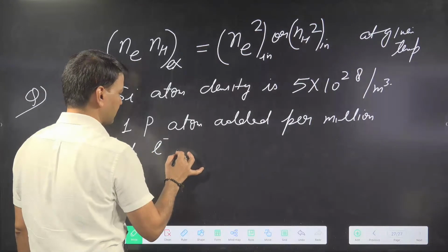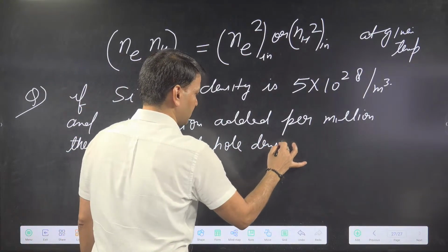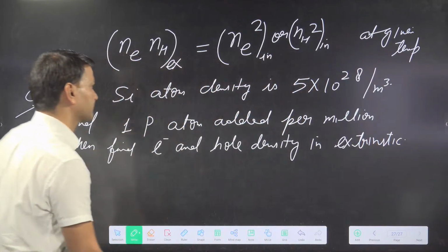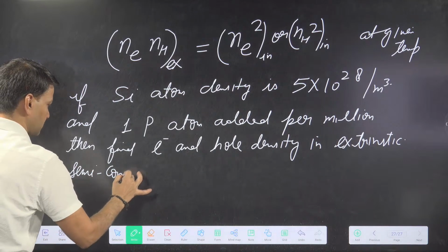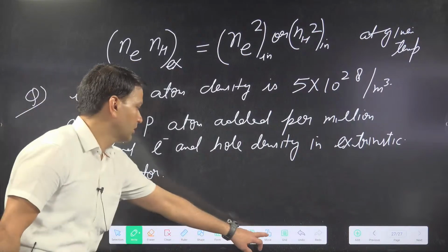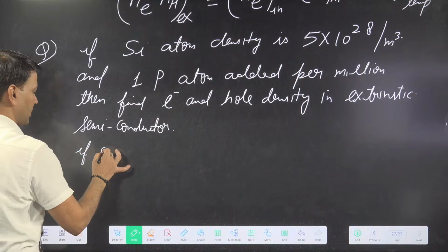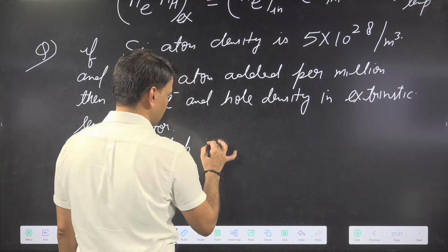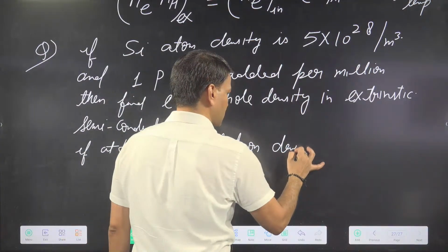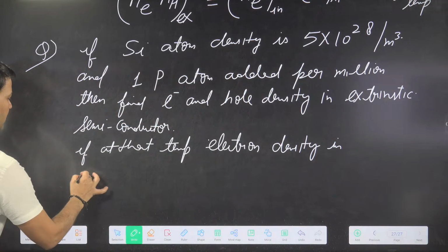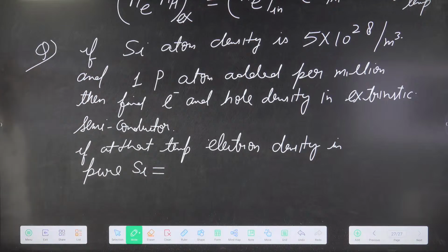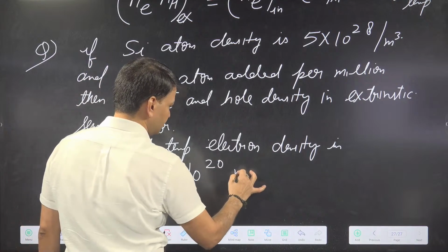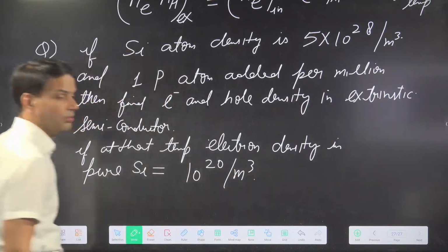Find the electron and hole density in the extrinsic semiconductor, if at that temperature the electron density in pure silicon is equal to 10 to the power 15 per meter cube.